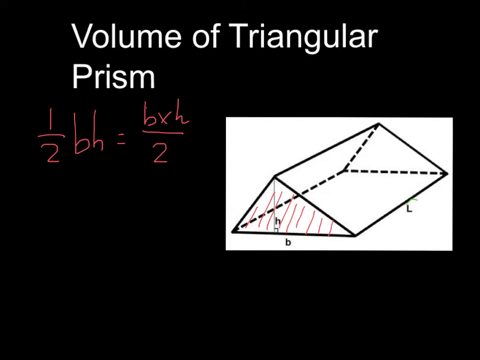You can see in this case that it's written as length on this shape. Doesn't really matter. I like to call it the perpendicular height, meaning at right angles to the base. So if we do base times height divided by 2, and then multiply it by the perpendicular height, that is the formula for the volume of a triangular prism.